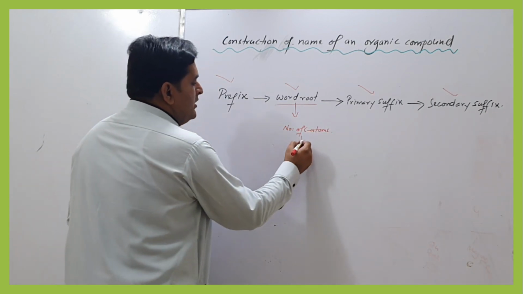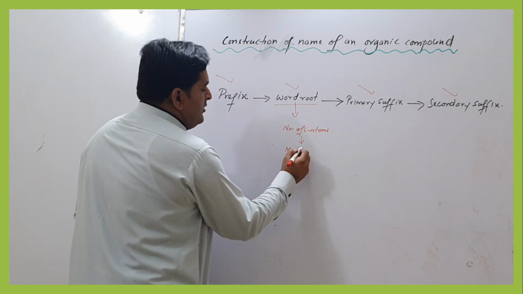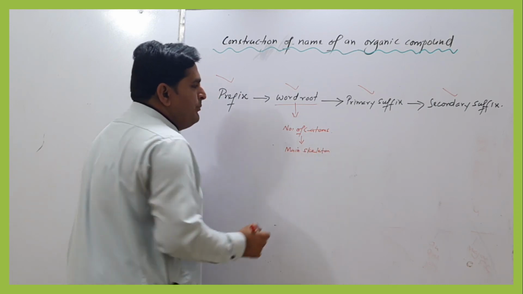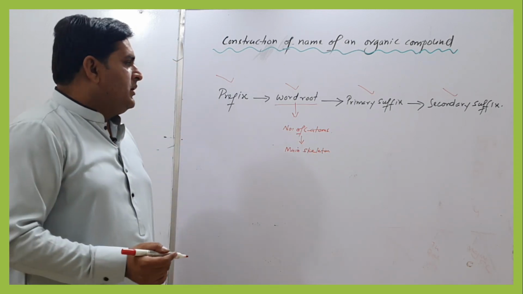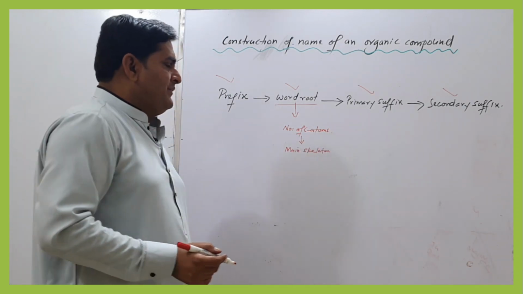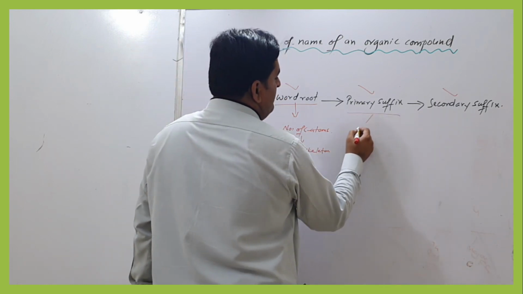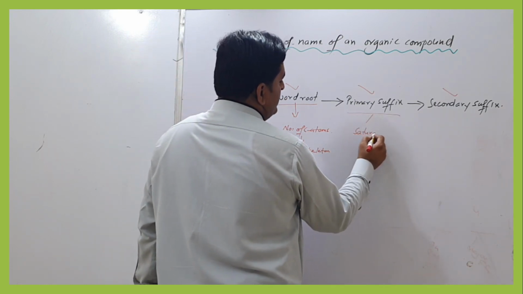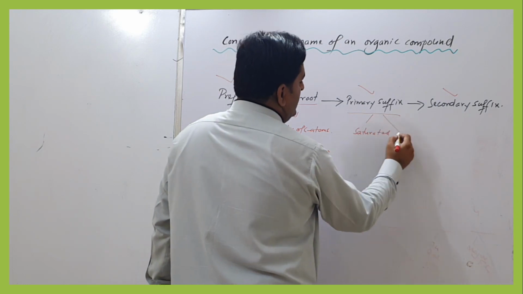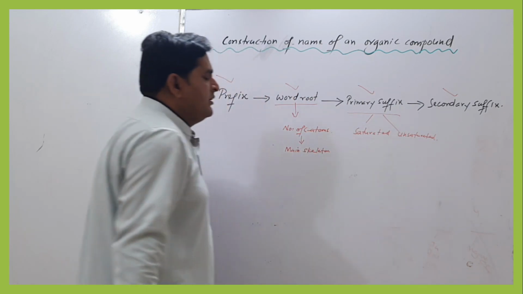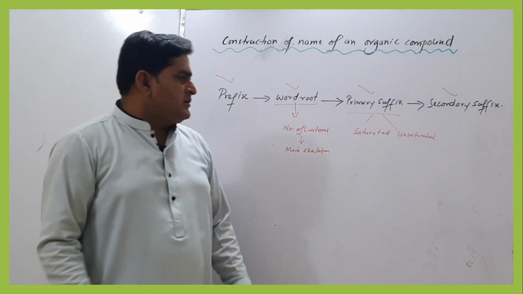That is, our main skeleton chain has how many carbon atoms. Next is the primary suffix. The primary suffix tells us whether the compound is saturated or unsaturated.